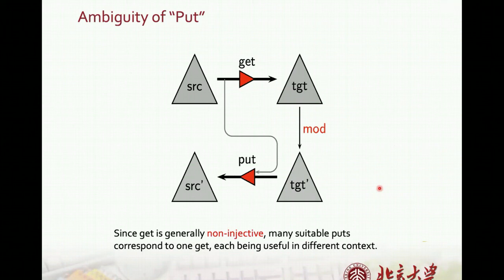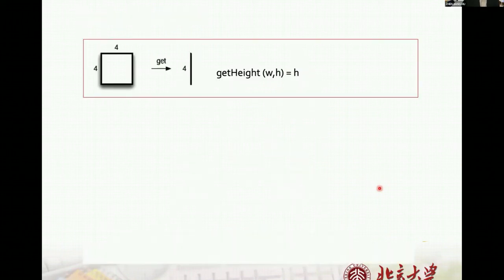So when you update the target, when you go put back, usually there are many ways of doing this put back. And you automatically derive one. This one will not be what the users like. So how to solve that? Let me show one example. For example, here is a simple get. Okay, this get means give me a rectangle, and you just return the height of it. So get height is a forward transformation.